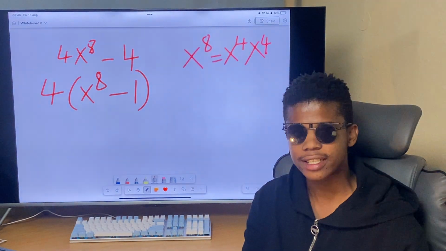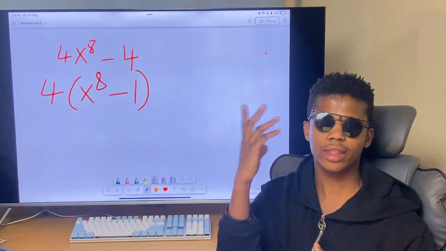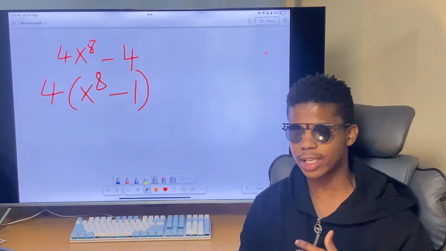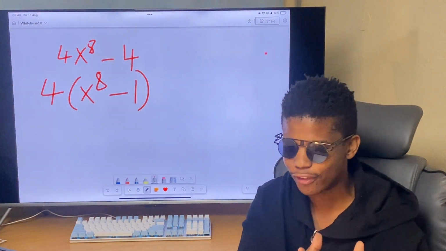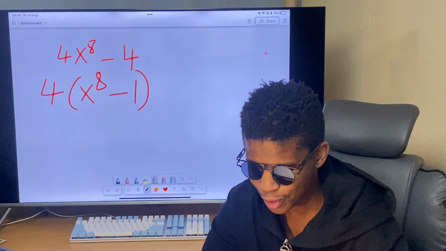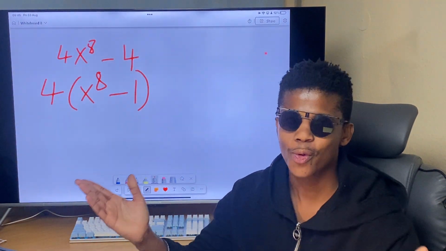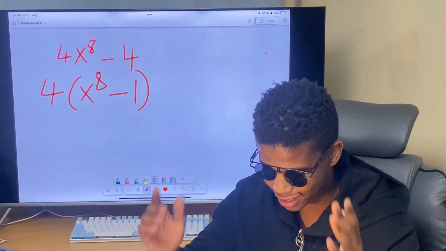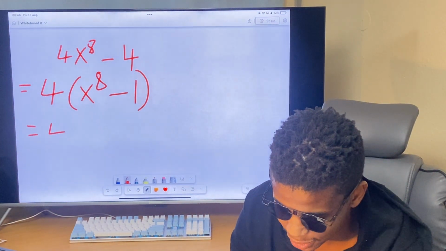The trick here is if you have a variable, you just divide the power by 2. So I divided the 8 by 2 to give me 4. That's why I got x to the power 4 and x to the power 4. And in terms of 1, I'm sure we all know that it's just going to be 1 times 1. Now, since I showed you how it's going to break, let's go on and factorize.